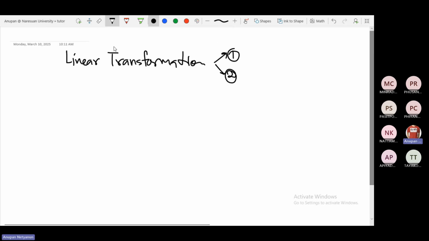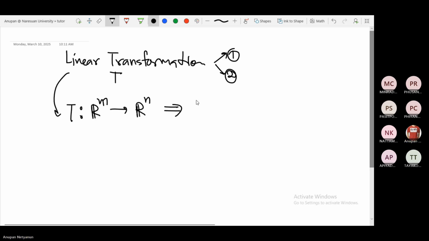Anyway, let's say your linear transformation is T, right? If I specify the space that we are talking about to be, let's say, Rm to Rn, and it's a linear transformation, there is one theorem that says there exists a matrix A, which is Rm to Rn.